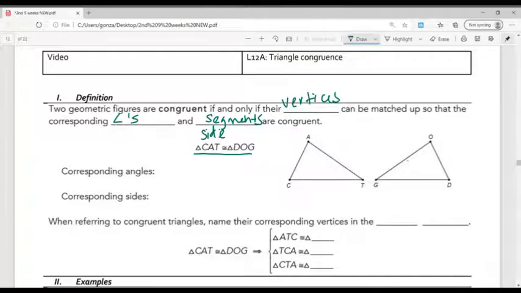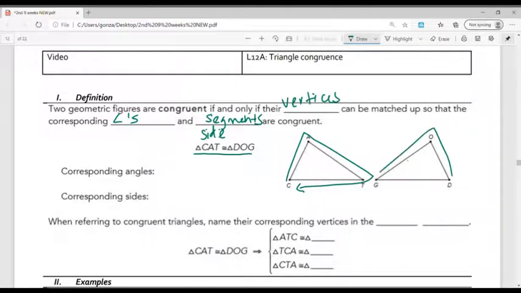We start at C, and then we go to A, and then we go to T. So you have to have the same direction, and you have to start with the corresponding vertices for the second polygon. So then I start at D, go to O, go to G, and then back to D. So let's talk about the angles. Angles can be marked by hatchings. I just want to remind us of that.